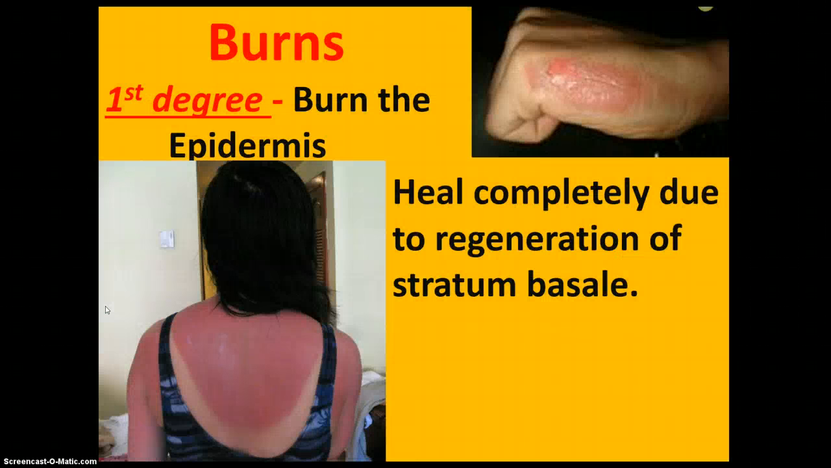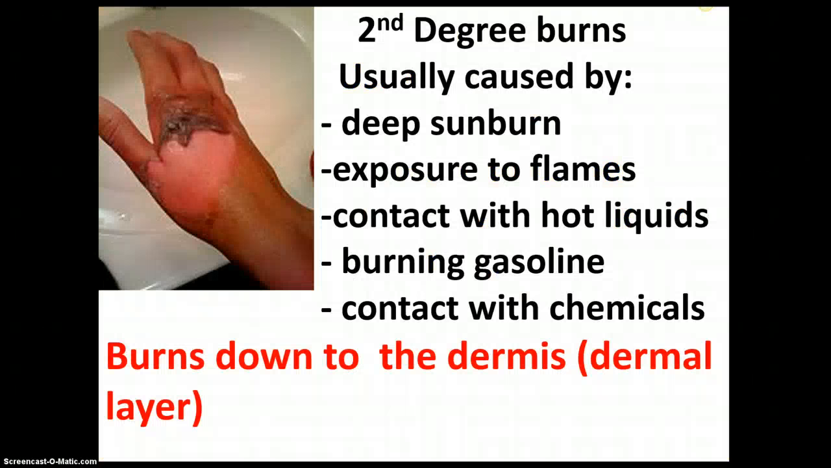Moving on to burns. Burns of the integumentary system. They go by degrees. The first degree is basically the first layer. So the first degree burns the first layer, the epidermis, and it heals completely due to regeneration of the epithelium at the stratum basale. The second degree burn burns clear down to the dermis. So it burns below the epidermis, and this, of course, can be caused by sunburns, flames, hot liquids.